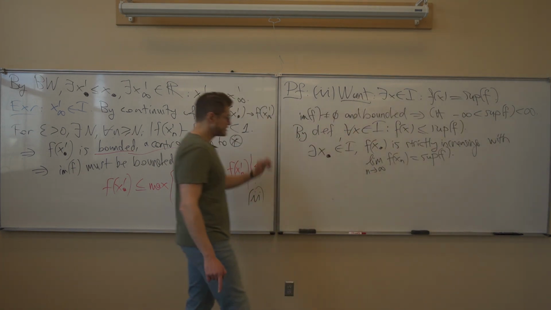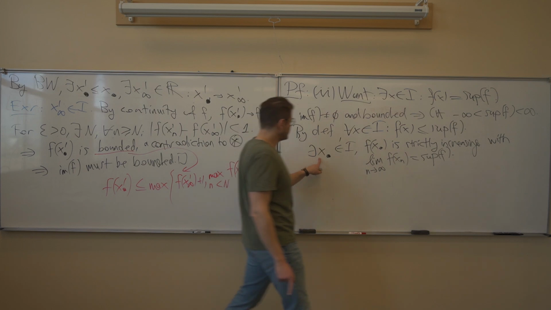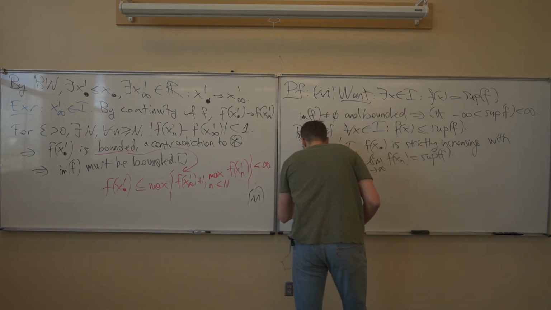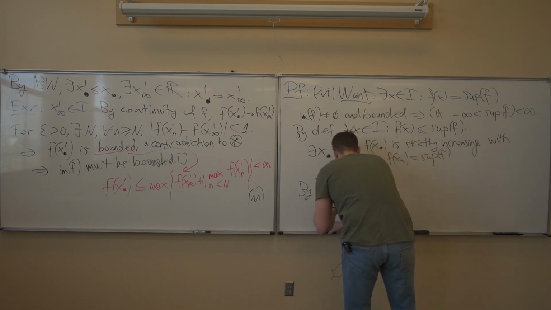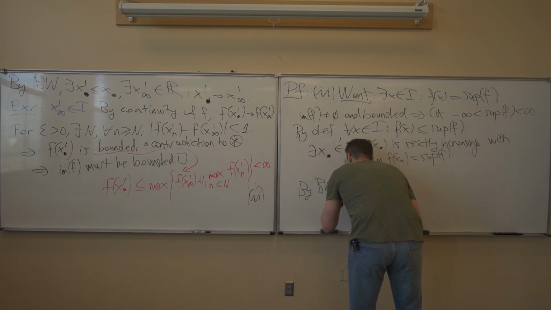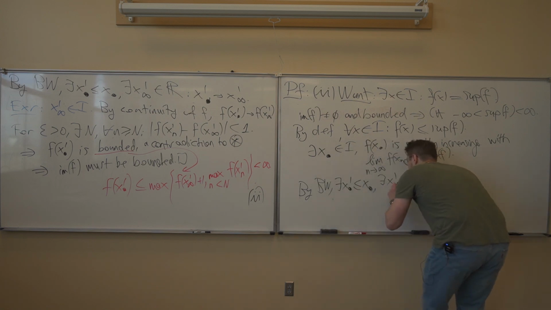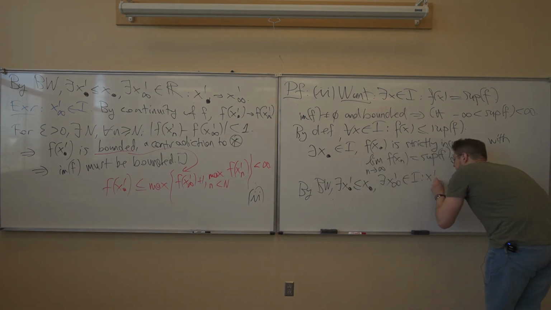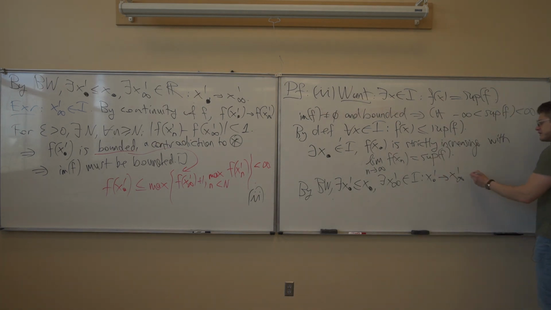So the image converges, but not necessarily the original sequence X bullet. But again, I can use Bolzano-Weierstrass to sample out a convergent subsequence. Okay. So there's a subsequence, there's a point in I such that X prime bullet converges to X prime infinity, but then continuity of F says that F of X prime bullet converges to F of X prime infinity.